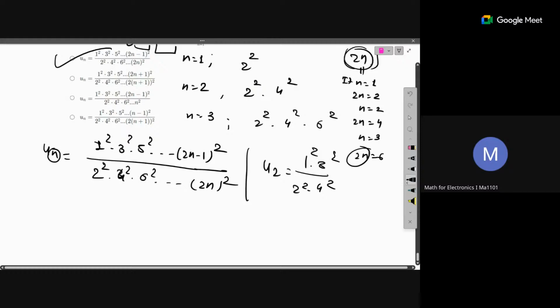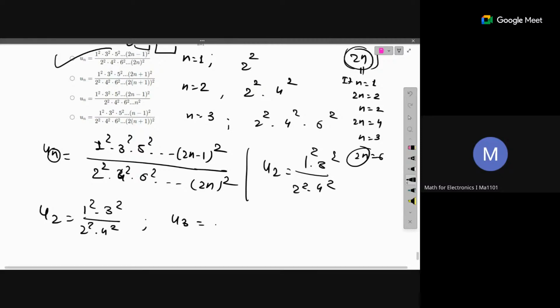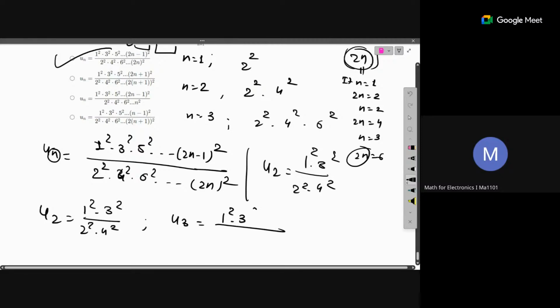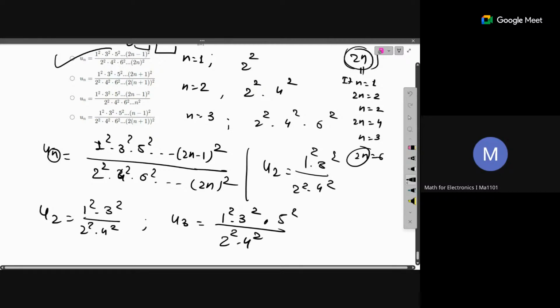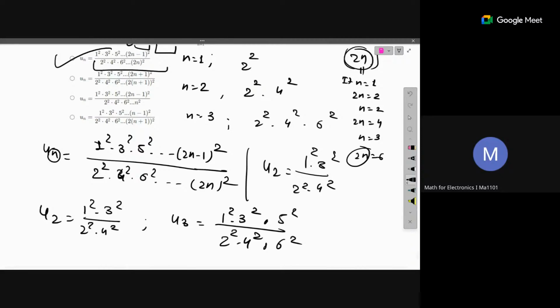Every term is actually taking the multiple and then adding. So here your u2 is 1 square into 3 square upon 2 square into 4 square. Your u3 will be the whole term: 1 square into 3 square, 2 square into 4 square, and then multiplication of 5 square and 6 square. That's why we are taking this whole multiplication.